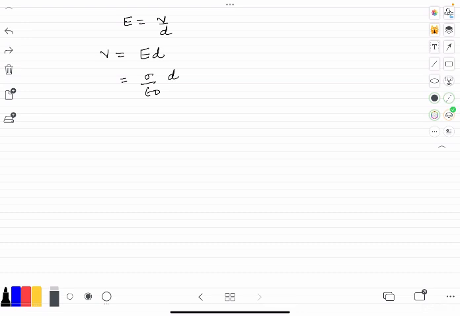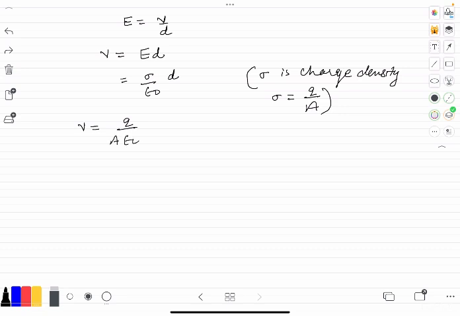So what is sigma? Sigma is charge density, and it is given by charge per unit area, Q upon A. Okay, so we can write V is equal to Q upon A epsilon naught into d. We know that Q is the charge. So now we can calculate the capacitance.